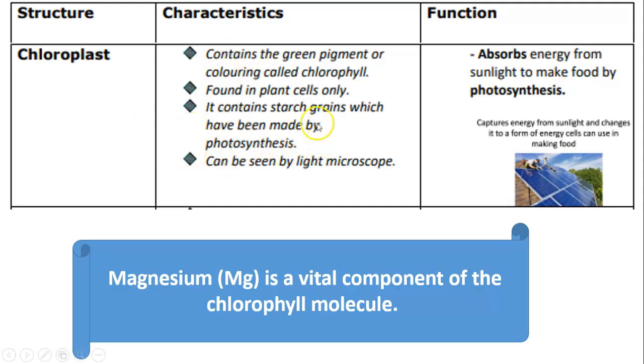Why? Because it's responsible for photosynthesis. And since it makes photosynthesis and the product of photosynthesis is starch, that's why you will find some grains of starch inside the chloroplast. But does it store starch? Actually, no. Everything is stored inside the vacuole. It can be seen under the light microscope too. The function is, as we just agreed, to absorb light energy and make food by photosynthesis.